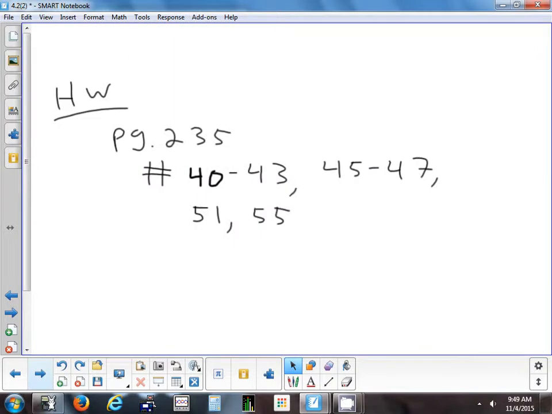All right, so homework tonight, it's on page 235. It's 40 to 43, 45 to 47, and 51 and 55. Okay, tomorrow we'll do section 4.3, and that'll be our last section before the test. Okay, and I'll be here after school tomorrow if anybody needs extra help.